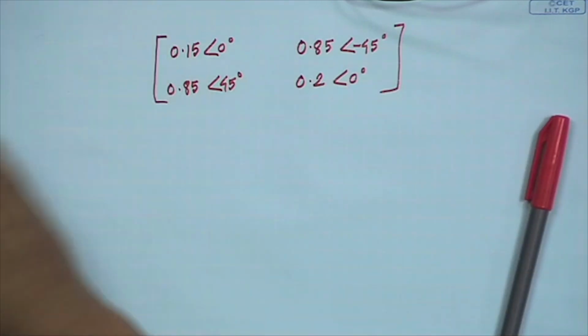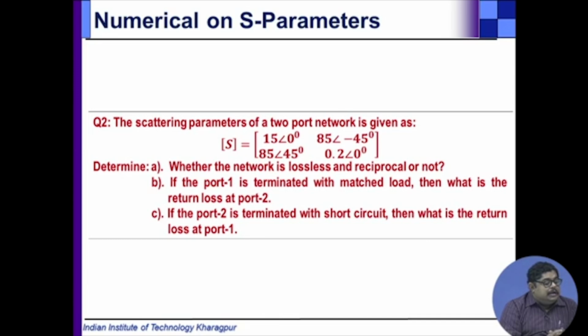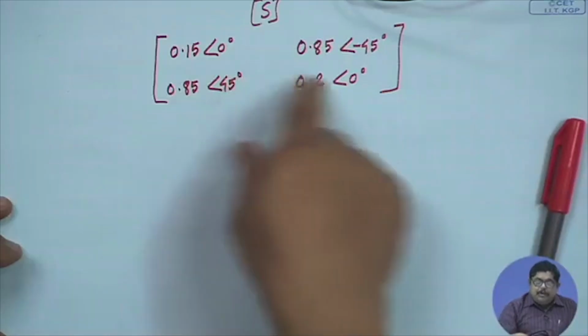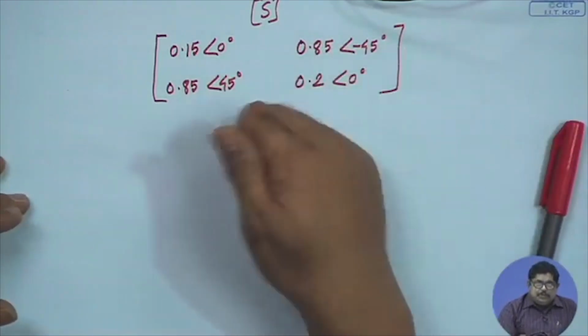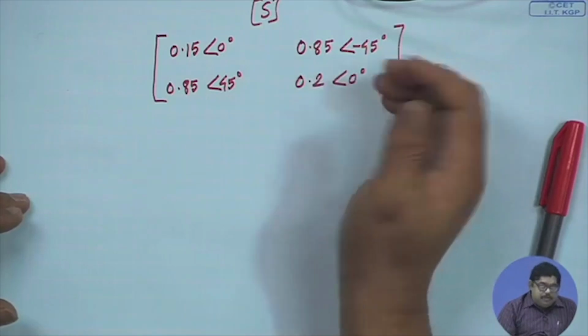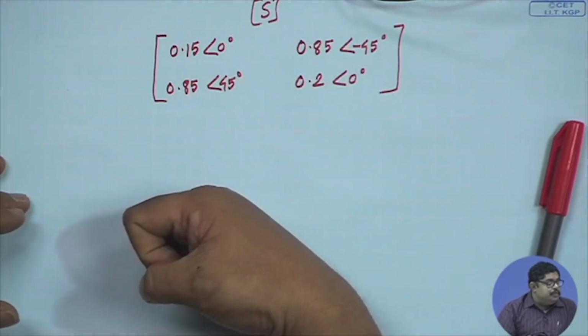So, a two port network scattering parameter is given. Now, determine whether the network is lossless and reciprocal or not. So, you know this is the S parameter. We know that it will be reciprocal if S is symmetric, that means S is equal to S transpose, and lossless it will be if S is unitary. So, you will have to check that too.